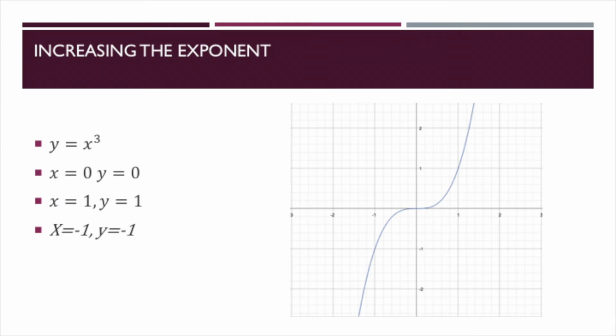Okay, so we know that a multiplier in front of the exponent steepens the curve. But what happens if we increase the exponent? So instead of y equals x squared, we say y equals x cubed, x to the third power. Well, we know that when y equals 0, x equals 0. And when x equals 1, y equals 1. But you notice now that when x equals negative 1, y also equals negative 1, because negative 1 times negative 1 is 1, times negative 1 is negative 1. So in this case, the curve is not a parabola like we saw in the first example. It's more like an S-type curve. So we want to remember that we can have S-type curves with these exponents as well.